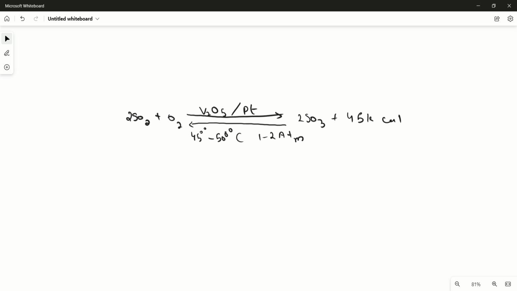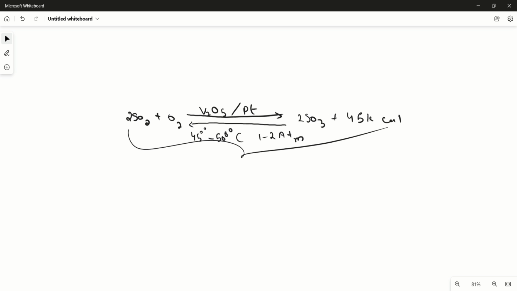Alright, let's start. Pressure. Now the pressure part. Why is it 1 to 2 atmosphere? So an optimum pressure of about 1 to 2 atmosphere is used during the catalytic oxidation of sulfur dioxide, as the forward reaction is favored by increasing the pressure. If you increase the pressure, it's quicker, basically.